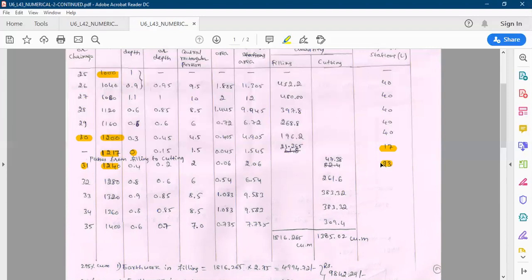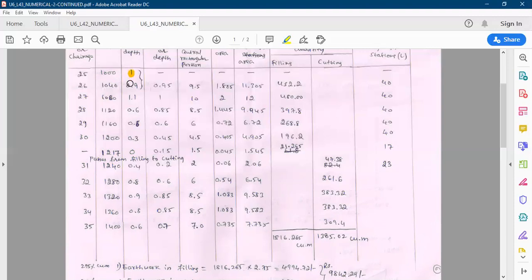So these are the intervals into which the distance has been divided, right? Out of the 40-meter chainage interval, this total is 40. Out of this 40, 17 meters is coming in filling, 23 is coming in cutting, right? So this way you have to do the calculation properly. Now we can calculate the depth. Depth d1 is calculated as RL of formation minus RL of ground. Like that you can go on calculating the depth for every station.